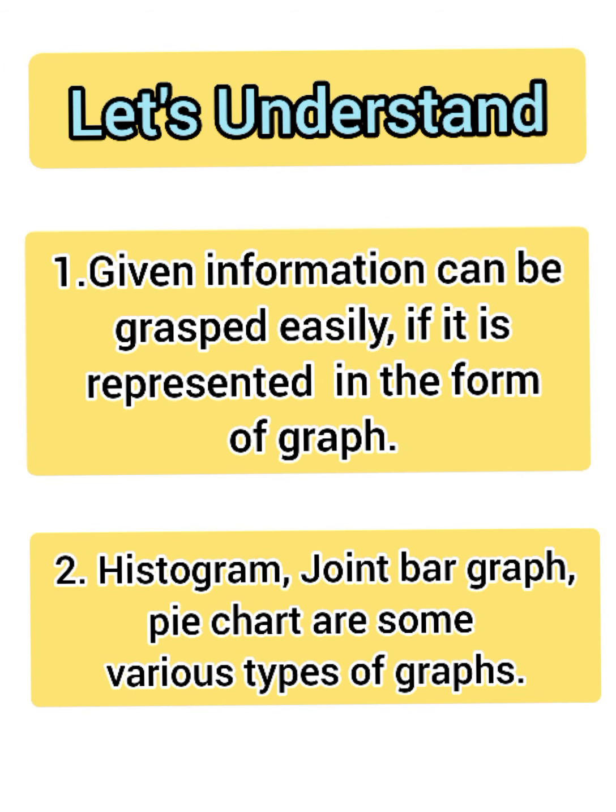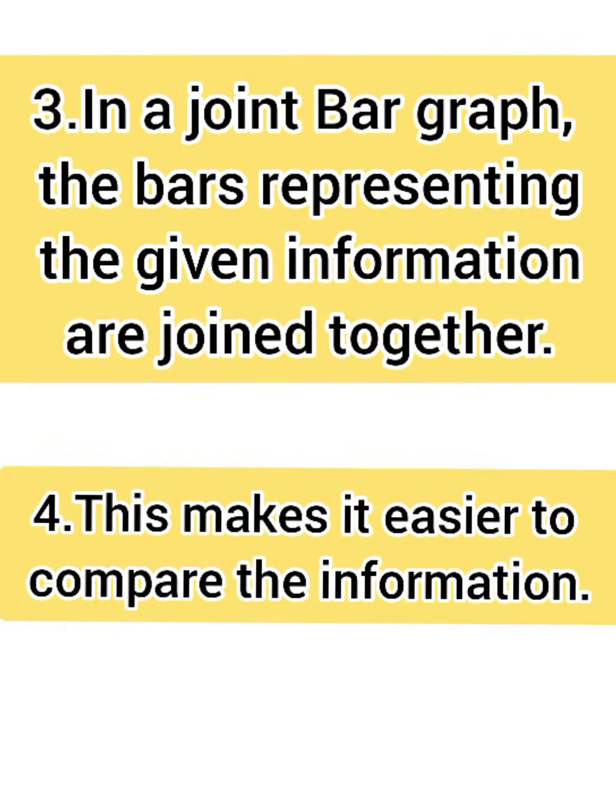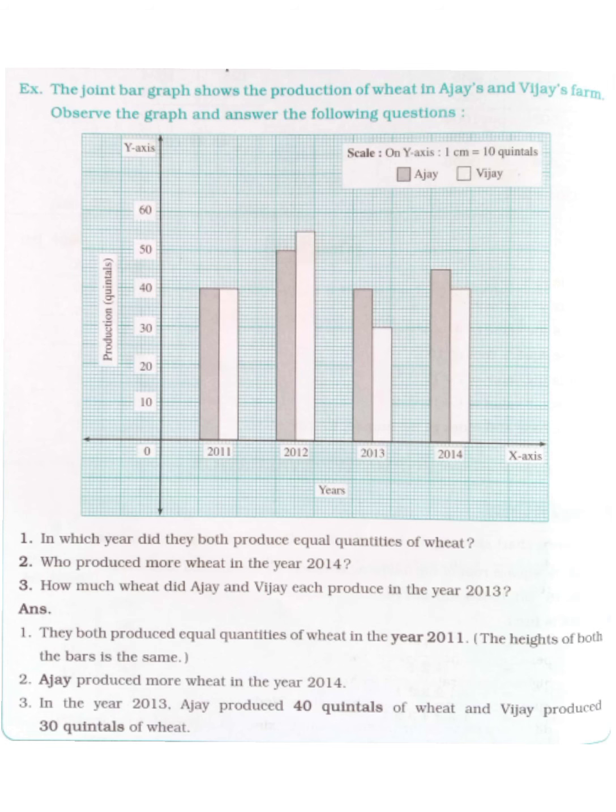Children, today we'll learn Standard 7 Subject Maths, Lesson number 7, Joint Bar Graph. Students, let's understand few important things. Given information can be grasped easily if it is represented in the form of a graph. Histogram, joint bar graph, pie chart are some various types of graphs. In a joint bar graph, the bars representing the given information are joined together. This makes it easier to compare the information.